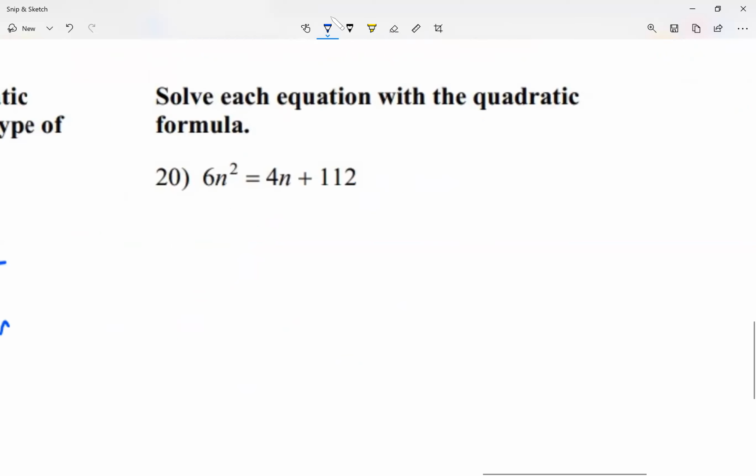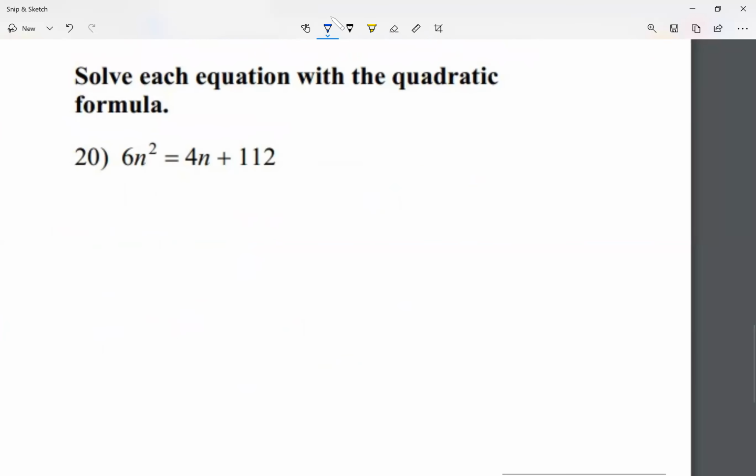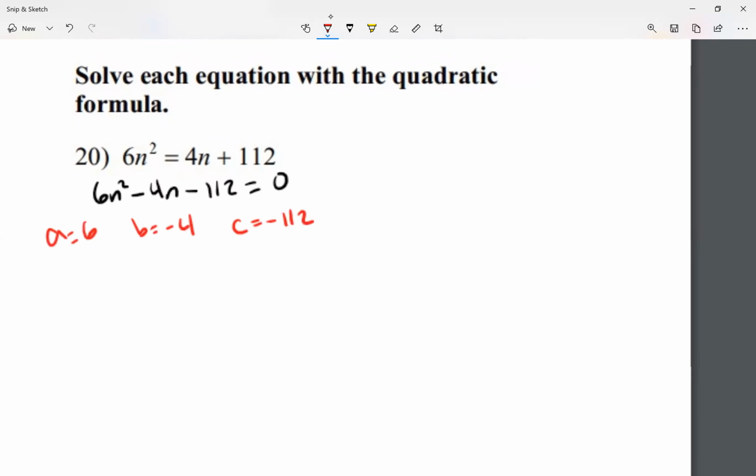And then yesterday we talked about the quadratic formula. So I want everything on the left side. I want the right side equal to 0. So I have 6n squared minus 4n minus 112 is equal to 0. So that gives me that my A value is 6, my B value is a negative 4, and my C value is a negative 112.